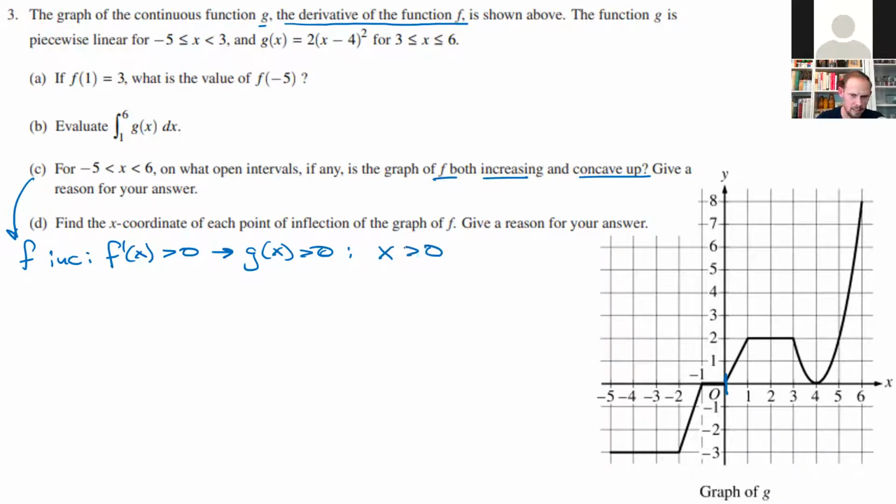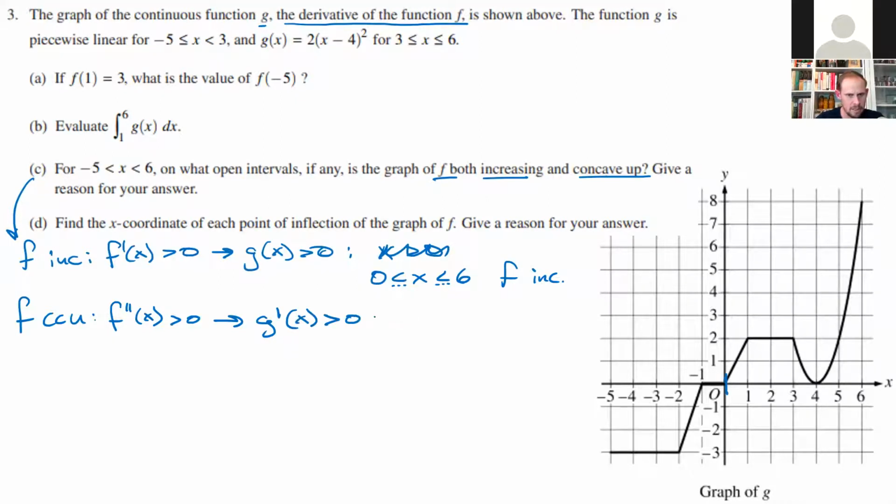0 to 6, I should say specifically. So 0 < x < 6. If you want to put equal to there, you can. It doesn't make a difference. All right, but from 0 to 6, f is increasing, just because g is positive. Next, if we want to know where f is concave up, that means f double prime is greater than 0, which means, well, if f prime was g, then f double prime is g prime, and it needs to be greater than 0.